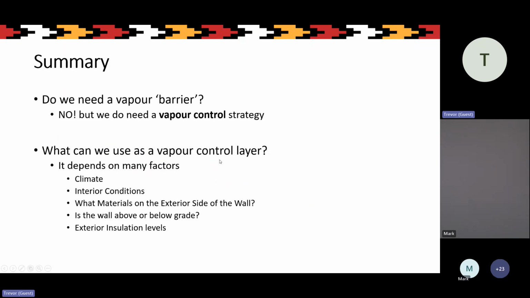What can we use as a vapor control layer? There's a lot of things we could use, and it depends on a lot of factors, including the climate, the interior conditions, what materials we have on the exterior side of the wall. Is that wall above grade or below grade? And how much exterior insulation do we have? All those things can play in and start to help us decide what is the proper vapor control strategy.